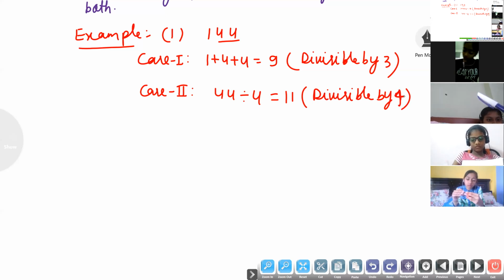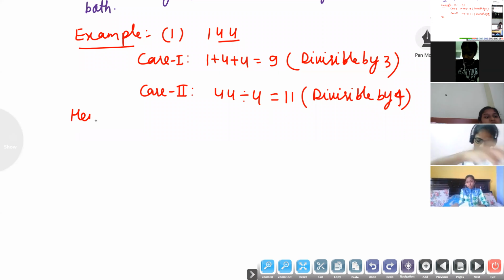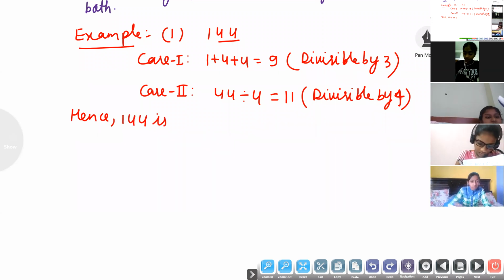If this number is divisible by 3 and 4, then I can say hence 144 is also divisible by 12.